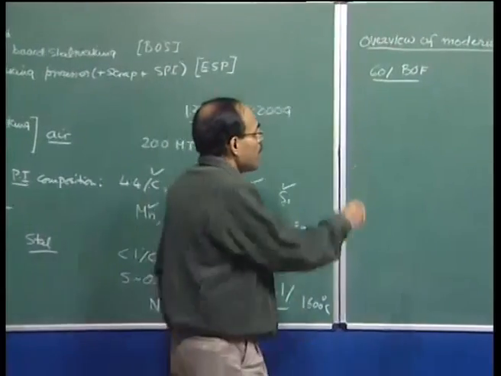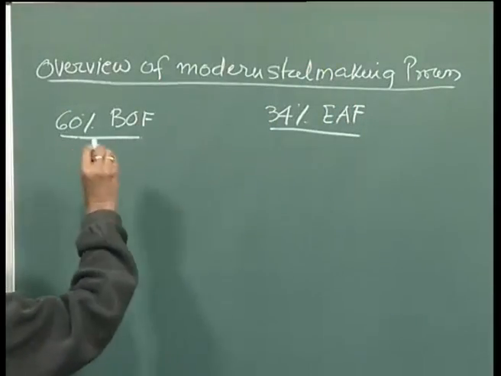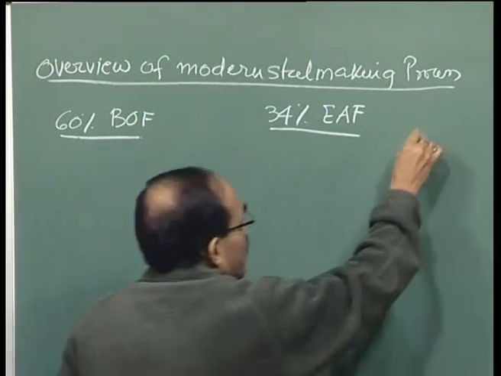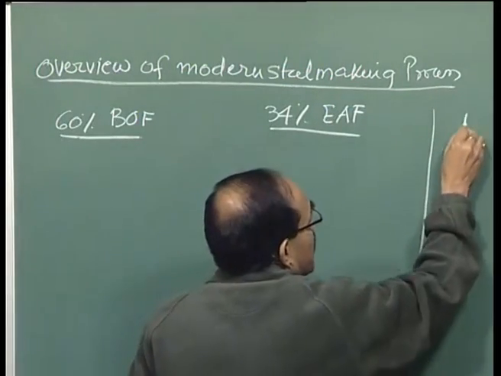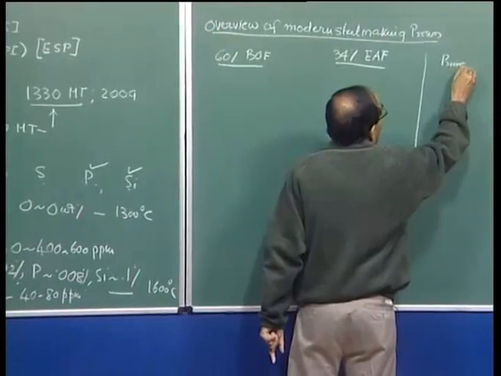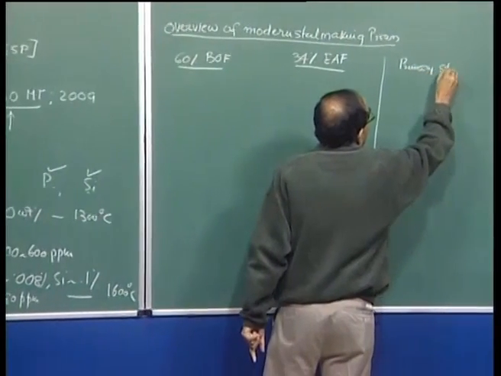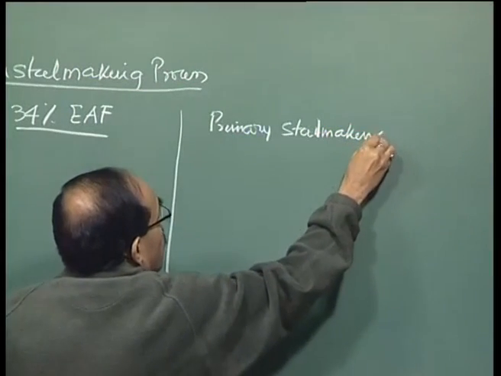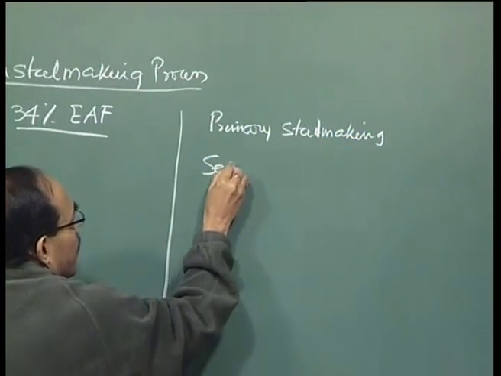So, steel making today, we divide into three different categories. We have primary steel making, and we have secondary steel making.